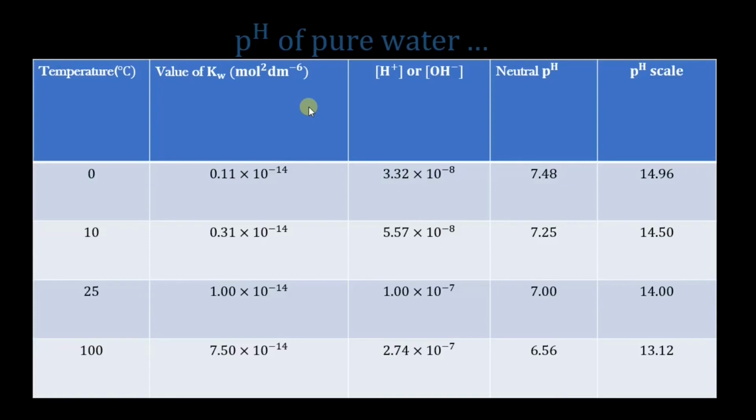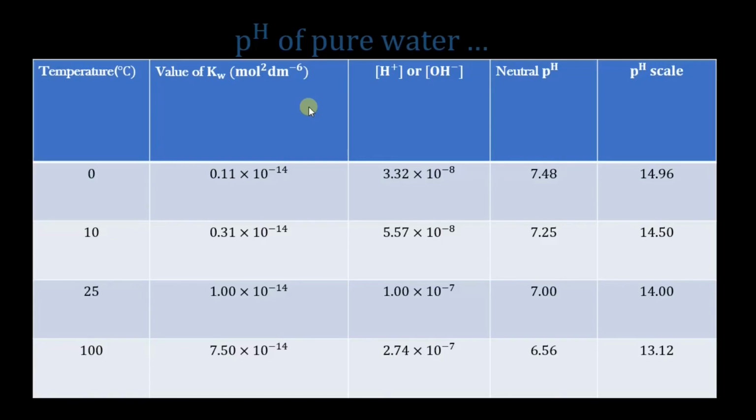And then at 100 degrees Celsius, we can see that the Kw value is now higher. That is 7.5 exponent -14. If we get the root of that answer, we get 2.7386, which is roughly 2.74 exponent -7, and if we get negative logarithm to base 10 of that answer, we shall be getting 6.562, which is roughly 6.56 as our pH at that temperature, the neutral pH.